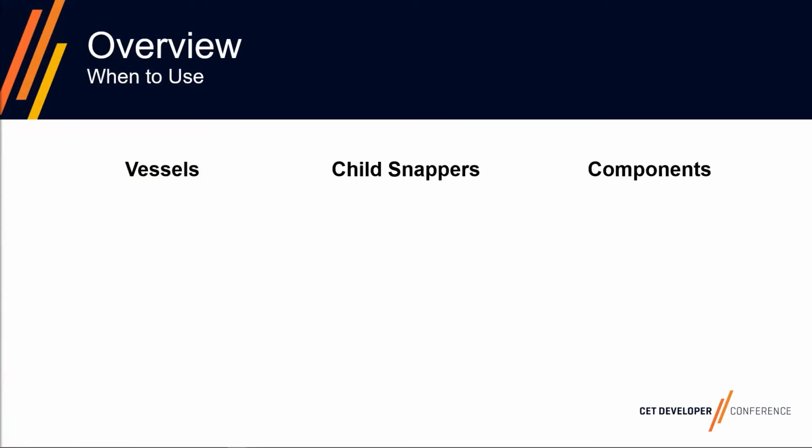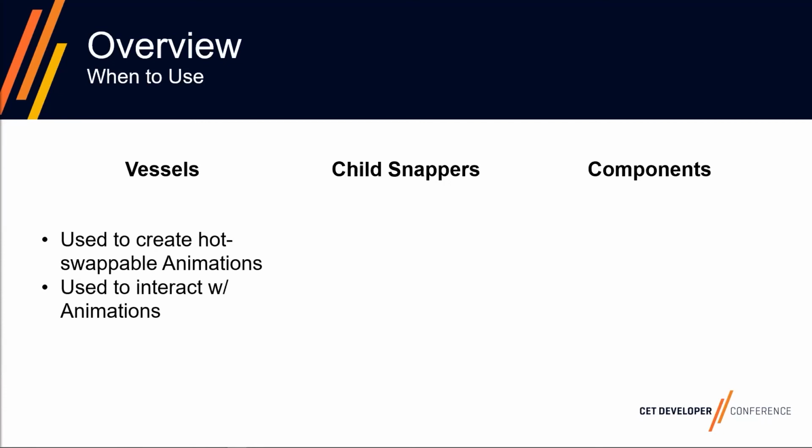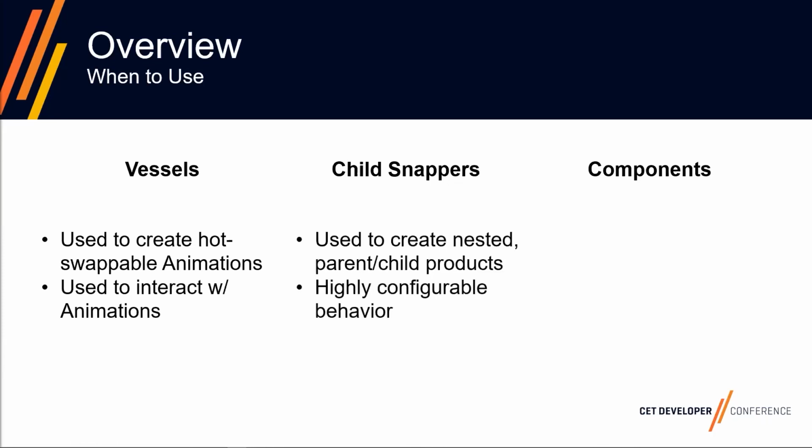Just to sum up about all the objects we talked about, right? When you're talking about vessels, we're talking about probably animations. You want a way to communicate some information between different core objects, and you want to be able to define your animations dynamically, then probably vessels are the way to go. However, if you want a subproduct, the first thing to consider is using a child snapper.